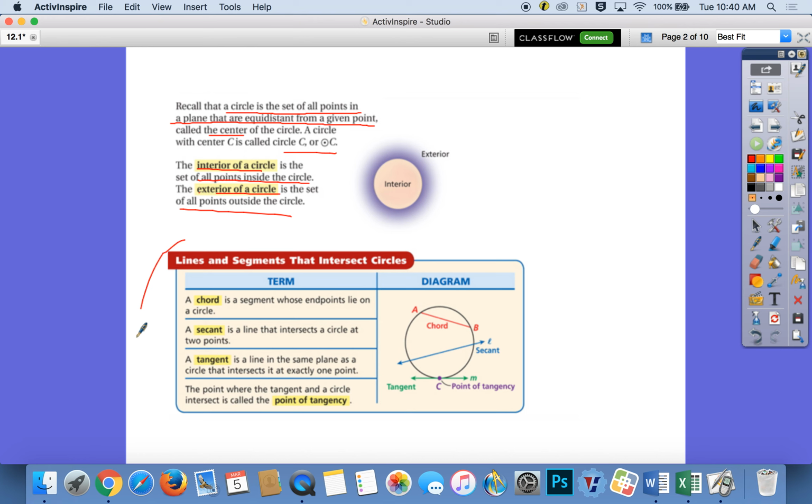All right, so some new terms for you guys. A chord is going to be a segment whose endpoints lie on a circle. Okay, chord AB. A secant is a line, not a segment, a line that intersects a circle at 2 points. So you can see secant L here. A tangent is a line in the same plane that intersects at exactly 1 point. So it basically just touches it right there at the edge. That's going to be called your point of tangency, the point where it intersects.